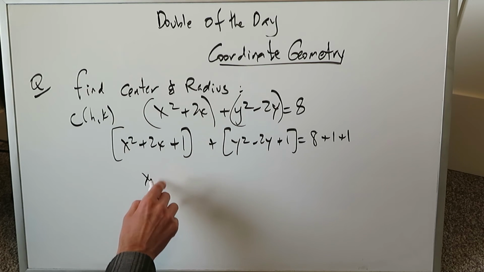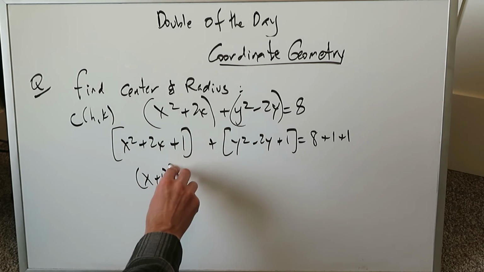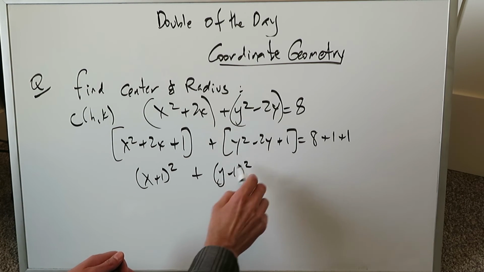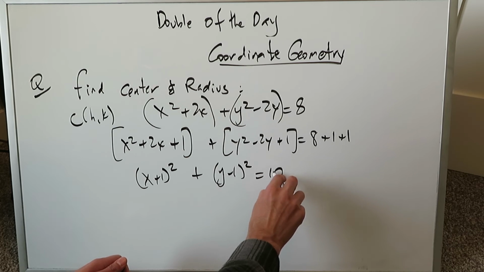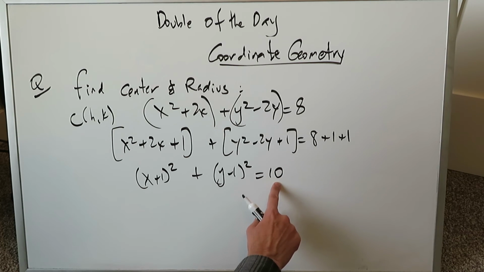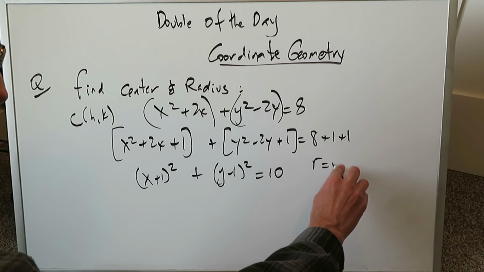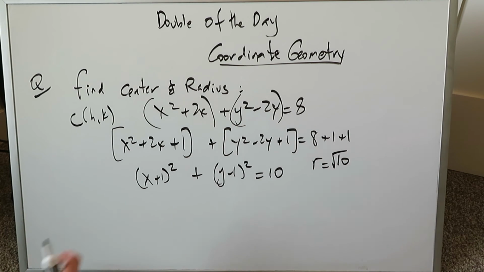Finish it. That's what I mean. (x plus 1) whole squared, because that would give you this, plus (y minus 1) whole squared, because this right here would give you that, is equal to 10. The radius here is easy because this represents r squared. If 10 represents r squared, what's your radius? It's the root of 10, right? So the radius has been done.